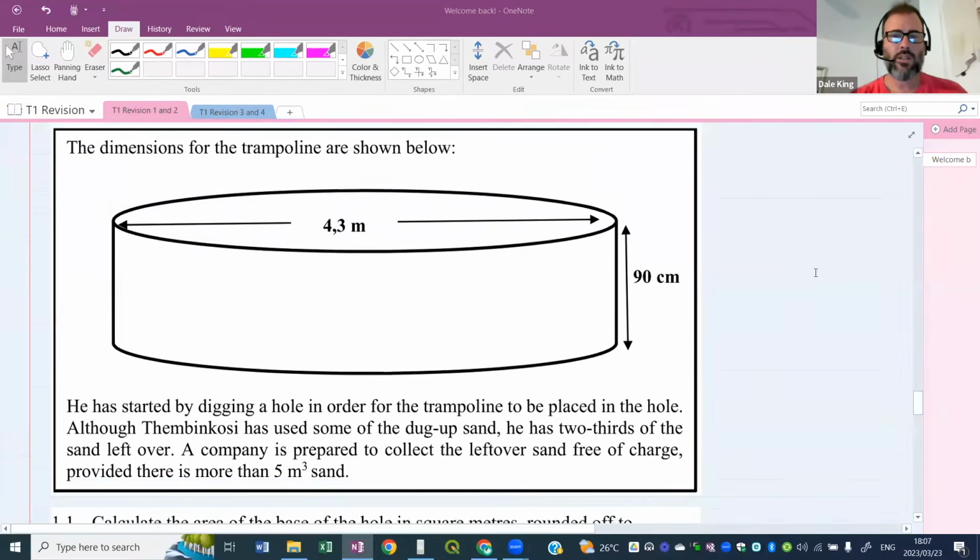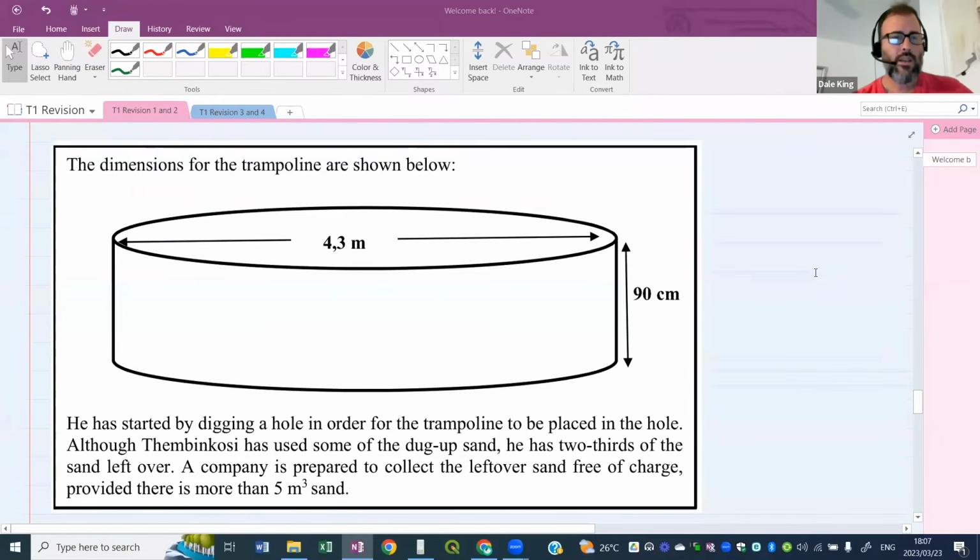Okay, so let's read the text here. It says, this person has started by digging a hole in order for the trampoline to be placed in the hole. Although Tim Corsi has used some of the dug up sand from the hole, he has 2/3 of the sand left over. So he's dug a hole to put the trampoline in, and he's got sand left over. He's got 2/3 of the sand that came from the hole left over. The other 1/3 he used somewhere else.